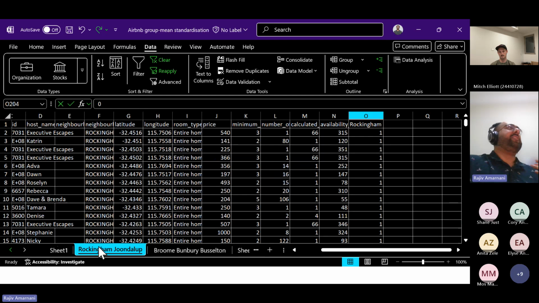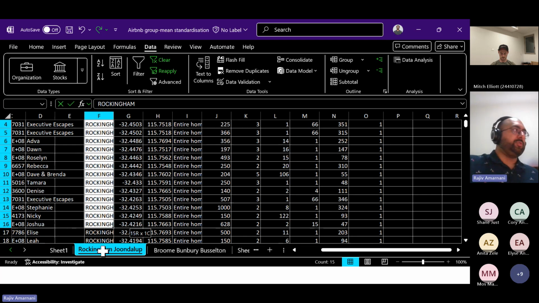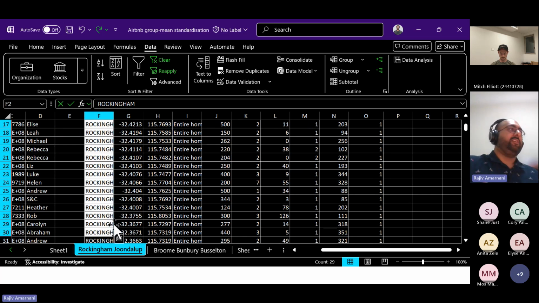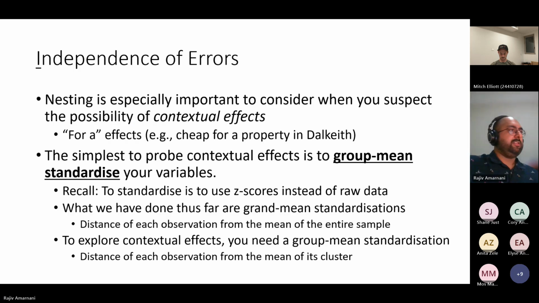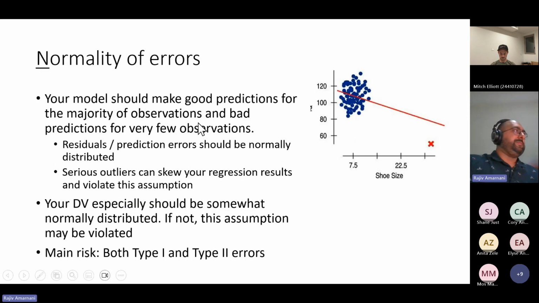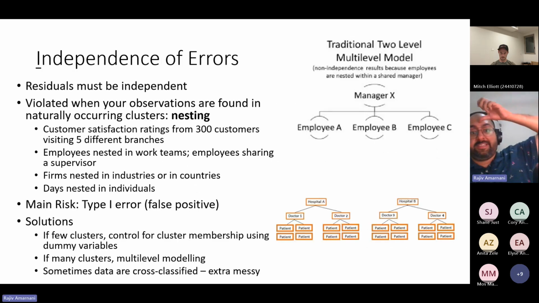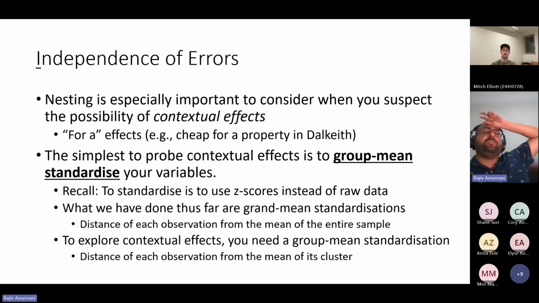So if you have clusters where you care about what is the price for a property in this suburb, or anything that is relative to a cluster, you can use this approach. These contextual effects. Questions, class, about nesting, independence of errors, group mean standardization? Questions about any of this?